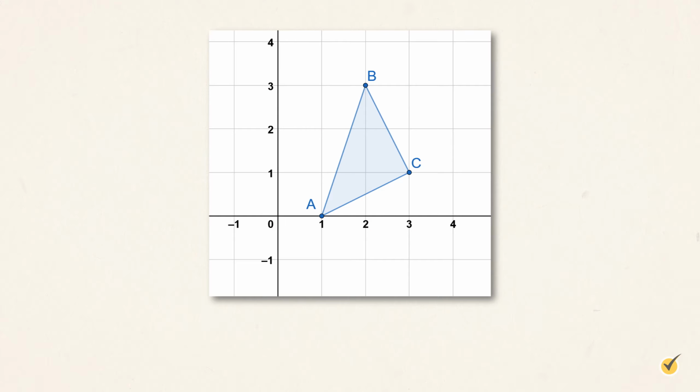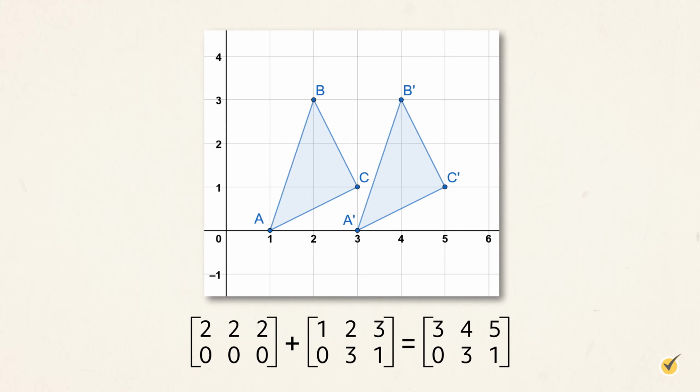Suppose we wanted to slide our triangle 2 units to the right. Since this is a change involving the x-coordinates moving in the positive direction, we would simply perform a matrix addition that looks like this, which causes 2 to be added to each x-coordinate. The coordinates of our translated triangle are 3, 0, 4, 3, and 5, 1, as shown on the graph.